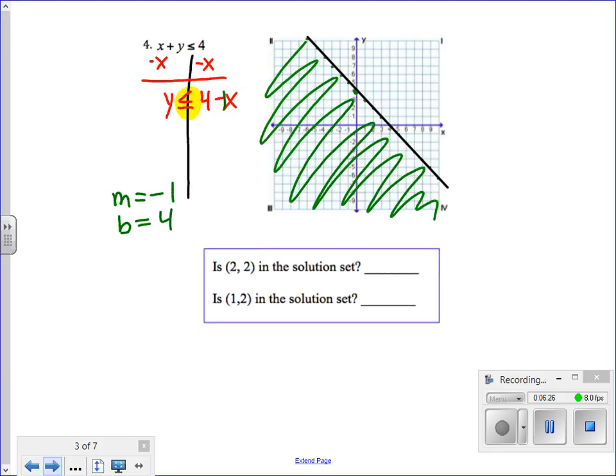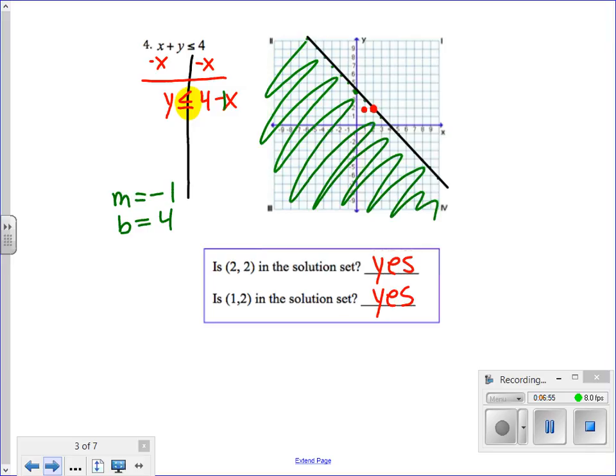Now I'm trying to see, are the points (2, 2) and (1, 2) in the solution set? So when I look at (2, 2), that point is again on the line. But this time, because the line is solid, we say that that point is, yes, a solution. When I look at (1, 2), that point is also in the shaded region, so it is also a solution.